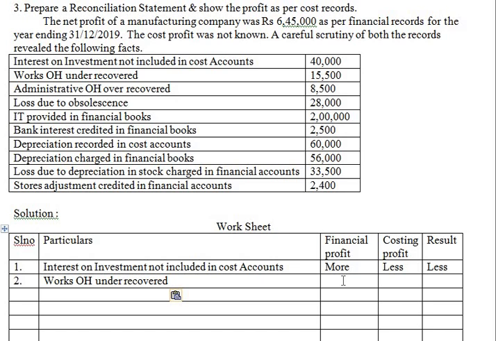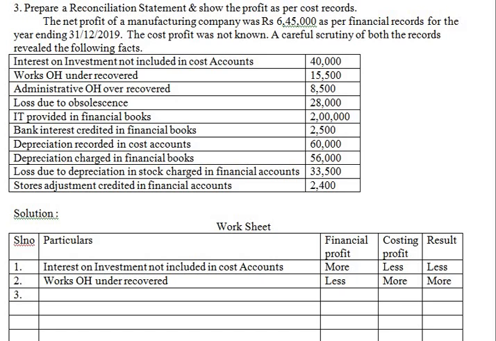Now second point, works overhead under recovered. Works overhead we will be recording in the costing profit, but as it is under recovered, it means compared to financial accounting it is less recovered in the costing profit. It means your financial profit will be less and costing profit will be more. So the result will also be more.